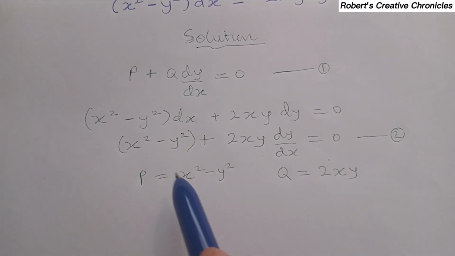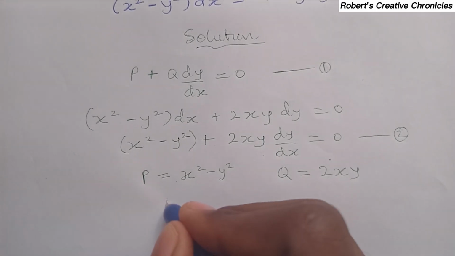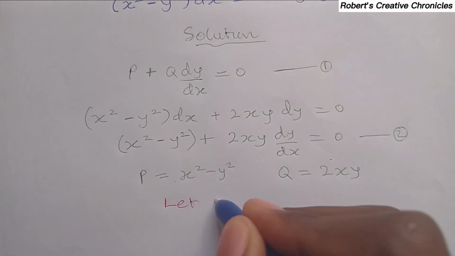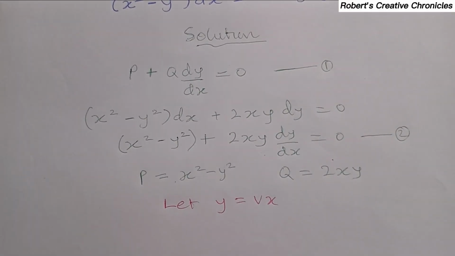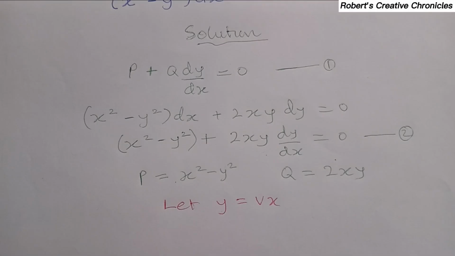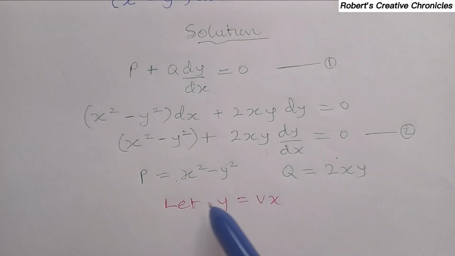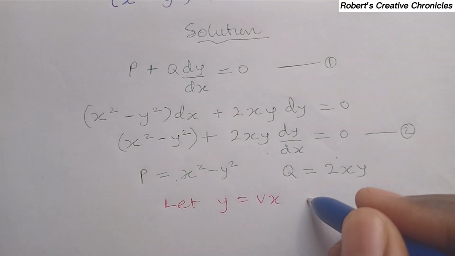So now, since this is a homogeneous equation, we are going to make a special substitution. Now we will let y equals vx. This is the substitution we are going to make into this homogeneous equation. So we solve homogeneous equations by making this substitution, y is equal to vx. Then this will be our equation 3.